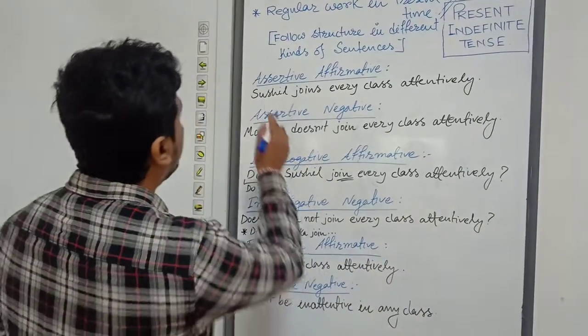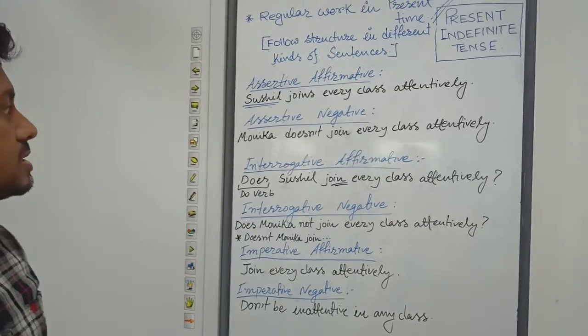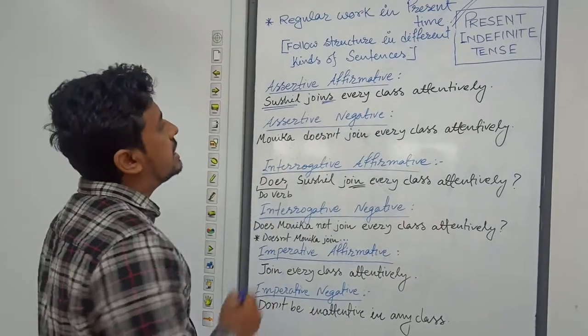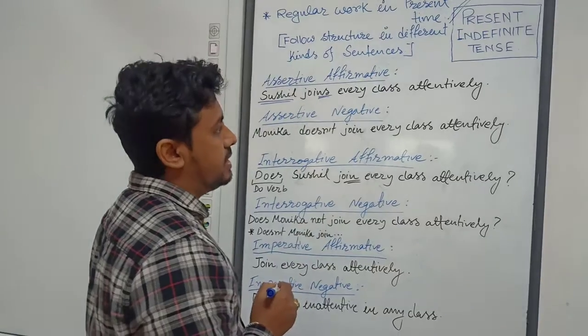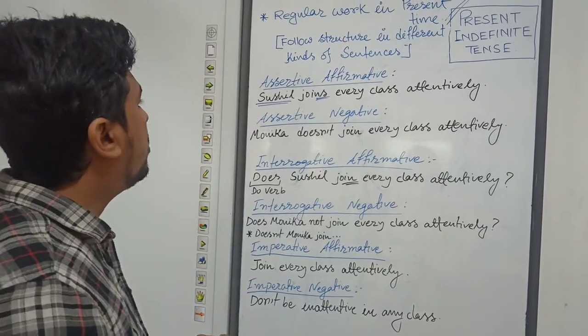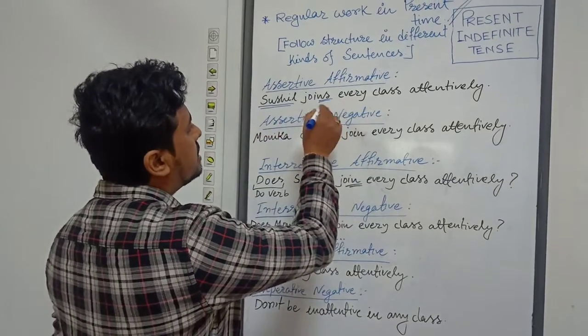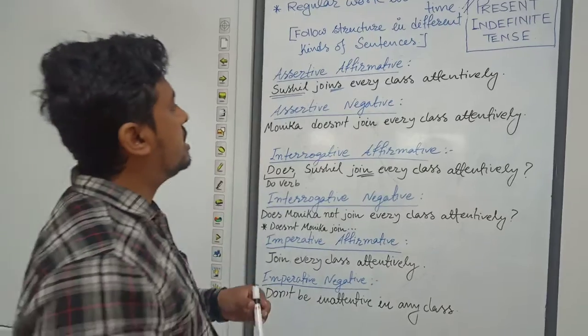As I have told you, if our subject is the third person singular number, our verb will take s or es after it. So it is taking that s after it. So Sushil joins every class attentively. Okay. So you are getting that point: if the subject is third person singular number, in the affirmative it simply gets the s or es after the verb. Next come to the assertive negative sentence.